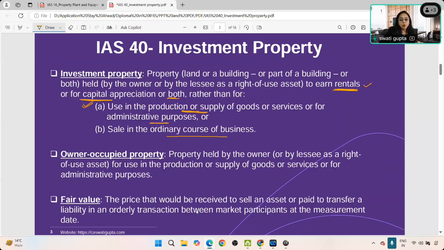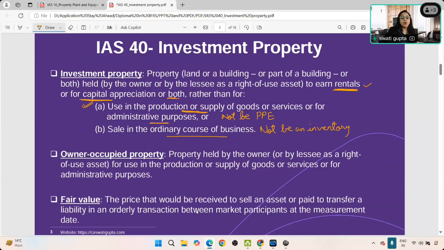This means it should not be property, plant and equipment. It should not be an inventory, because inventory is the one that you manufacture or hold for making it saleable in the normal business activity as part of your core business activity.